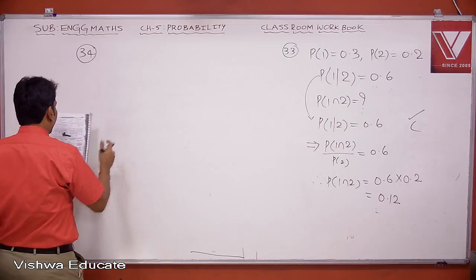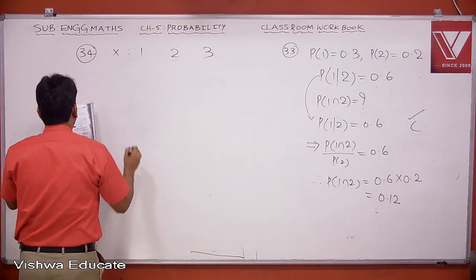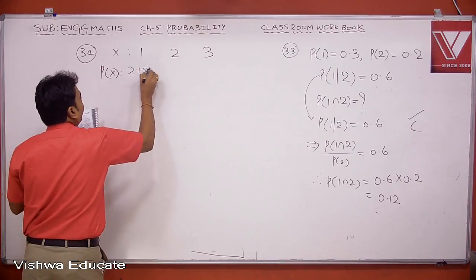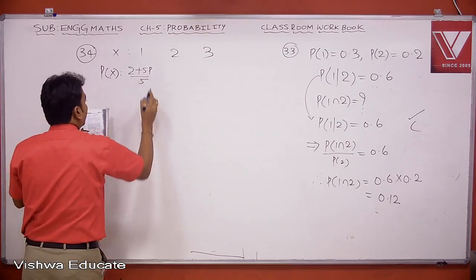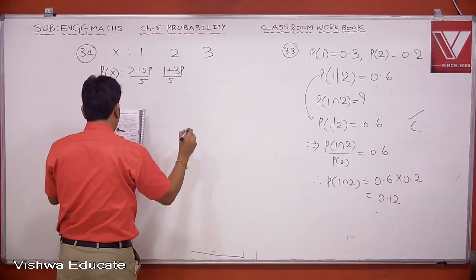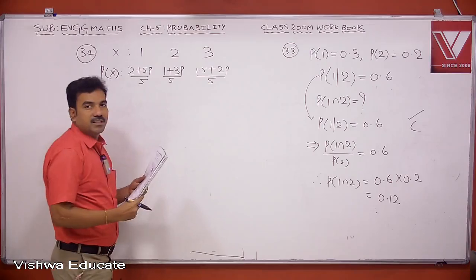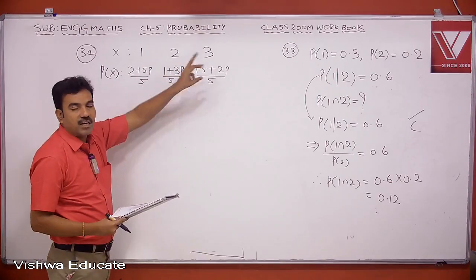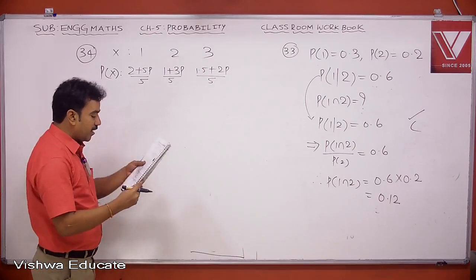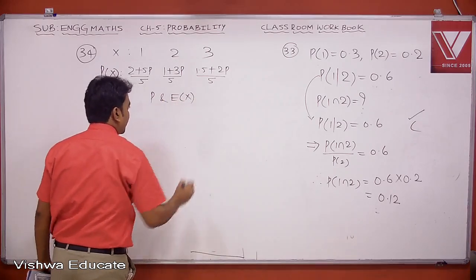The random variable x takes on the values 1, 2, 3 with the probabilities like this. The first probability is 2 plus 5p divided by 5. P of 2 is 1 plus 3p by 5. P of 3 is 1.5 plus 2p by 5 respectively. So it is a discrete random variable because the random variable x is taking only 3 values, finitely many. Then the values of p and E of x are respectively.